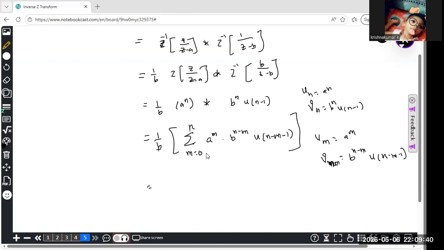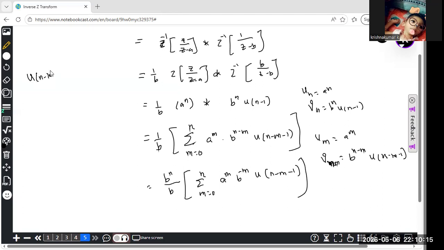Okay, so therefore we take b power n, then b power n divided by b into summation m equal to 0 to n, a power m, b power minus m, u of n minus m minus 1. Now you try to use the definition of the unit step function, because already you know this definition.